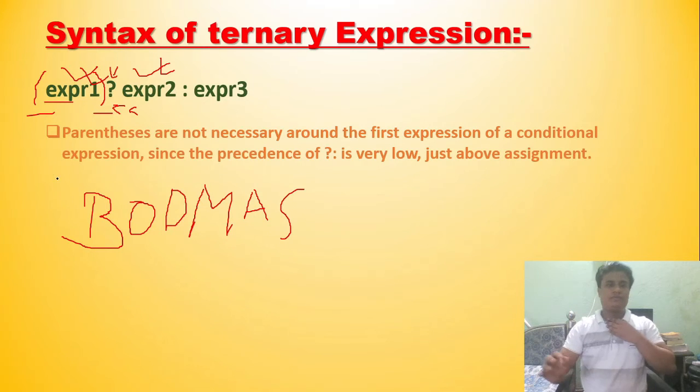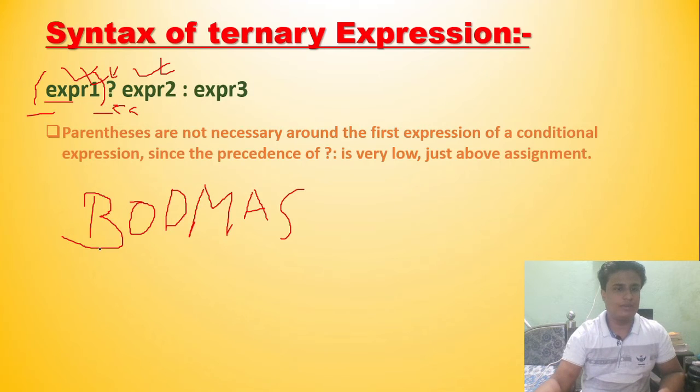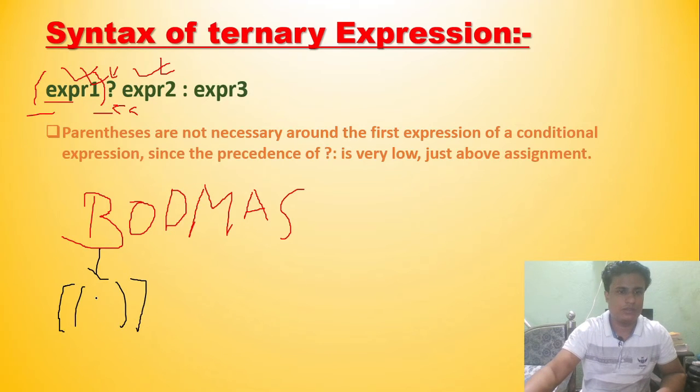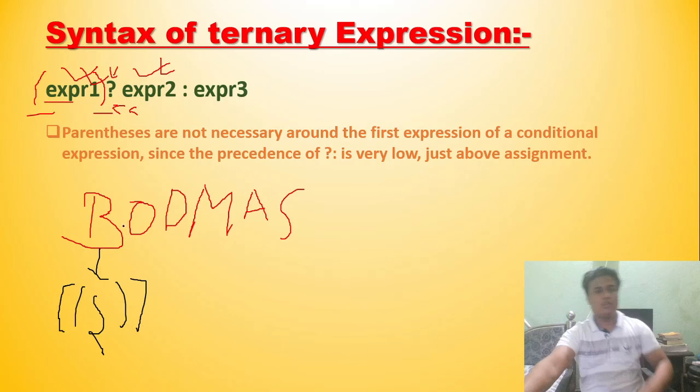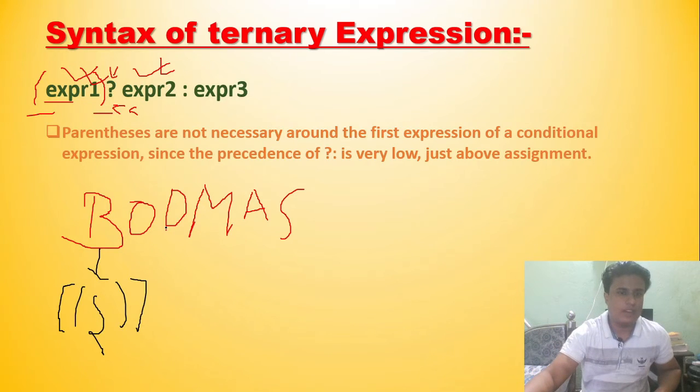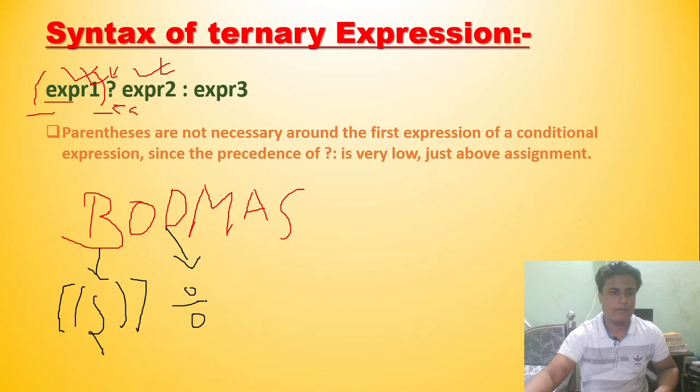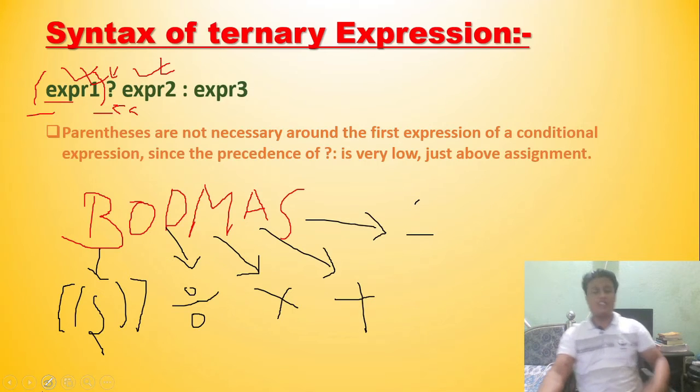So BODMAS. What does BODMAS mean here? B is for brackets, any bracket, this one or this one, or curly braces, this one. So these are brackets. O is for of, D is for division, M is for multiplication, A is for addition, and S is for subtraction. So this is BODMAS. What does this mean?